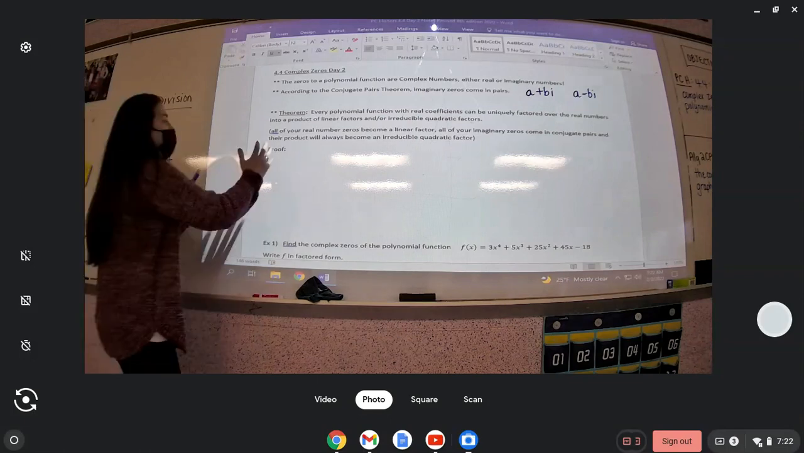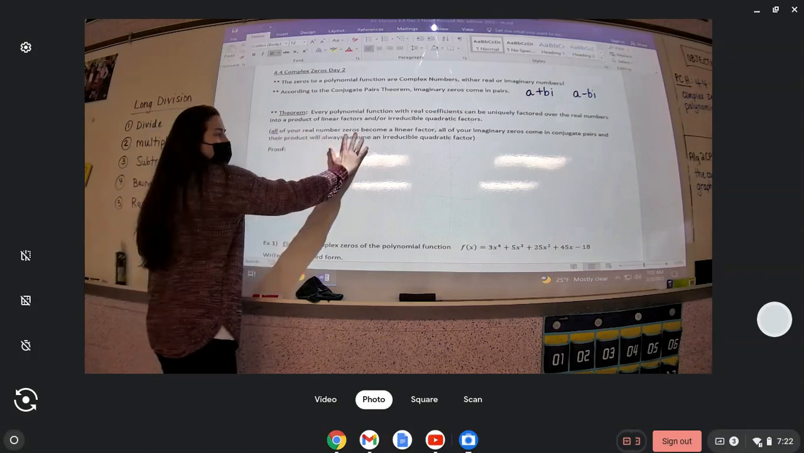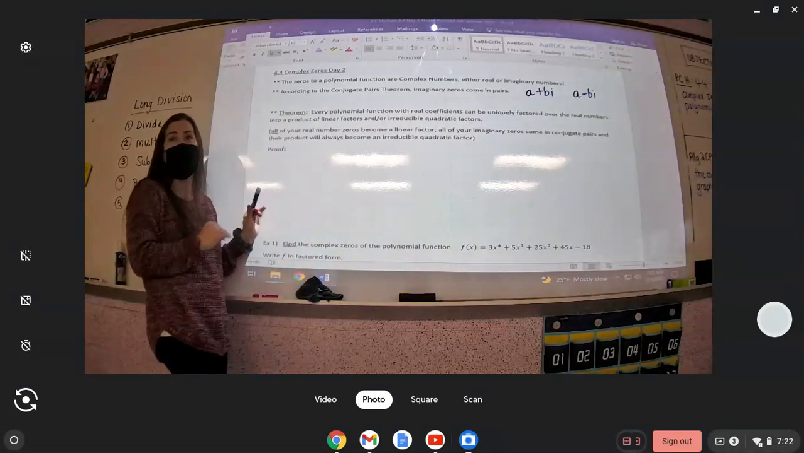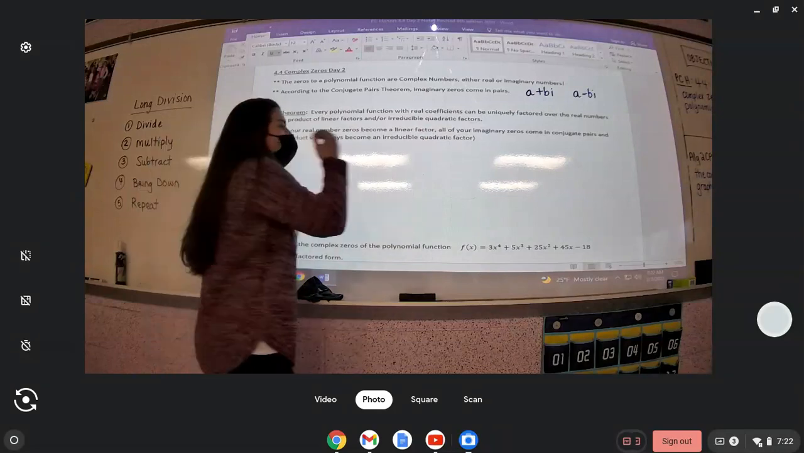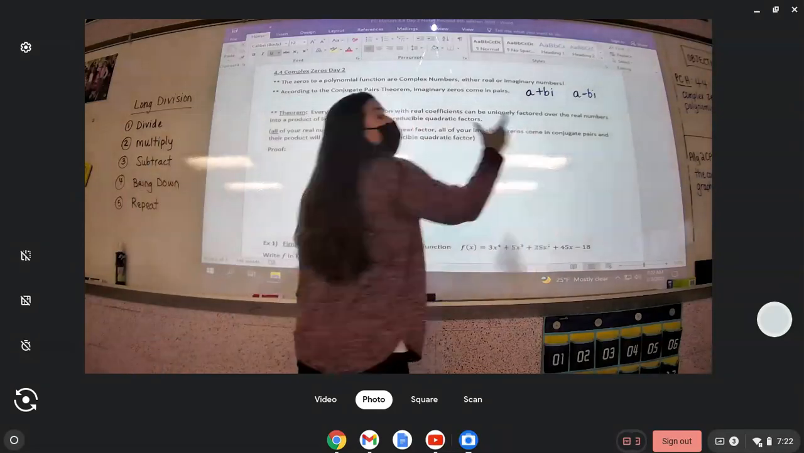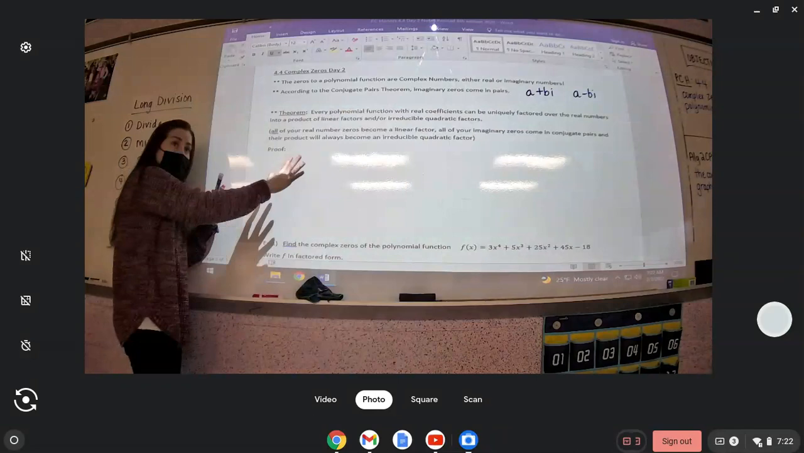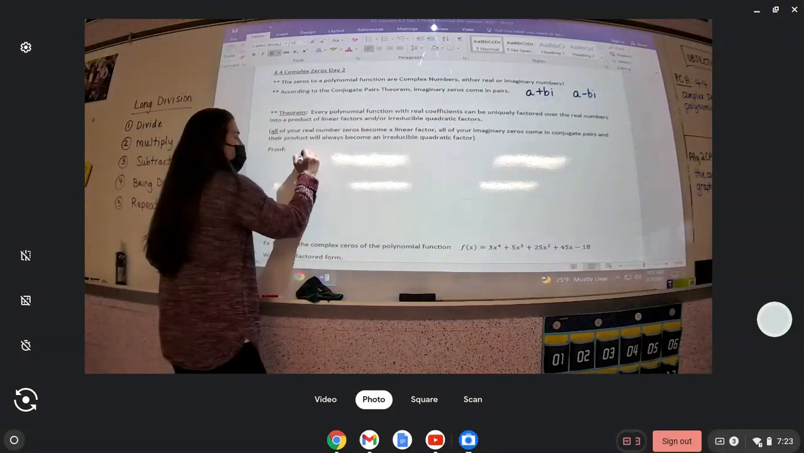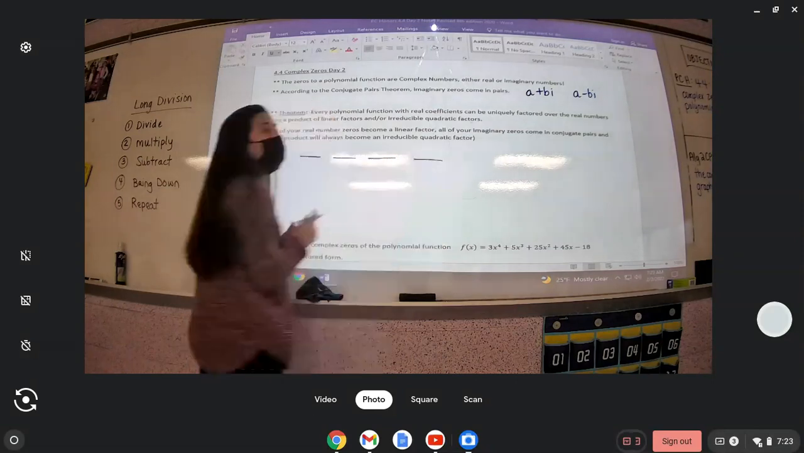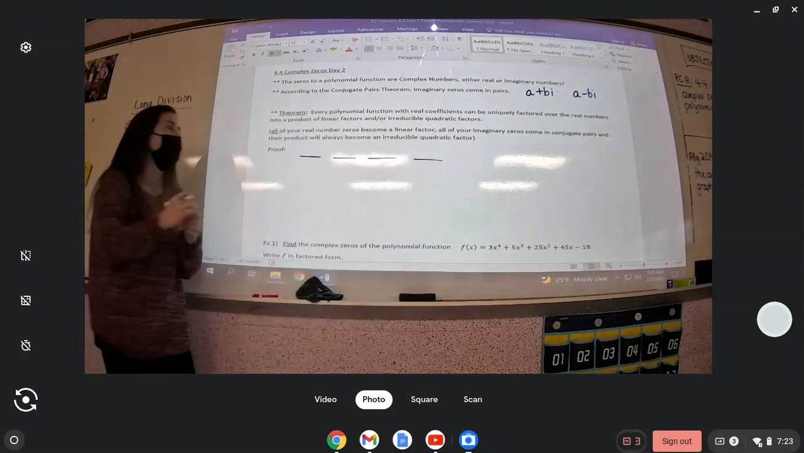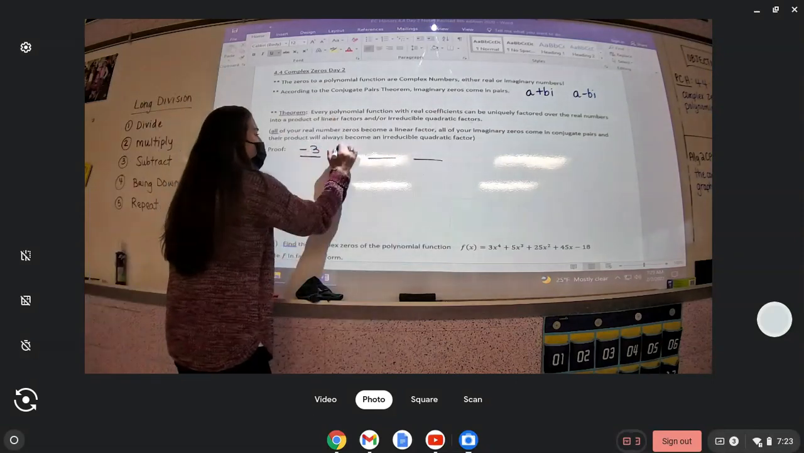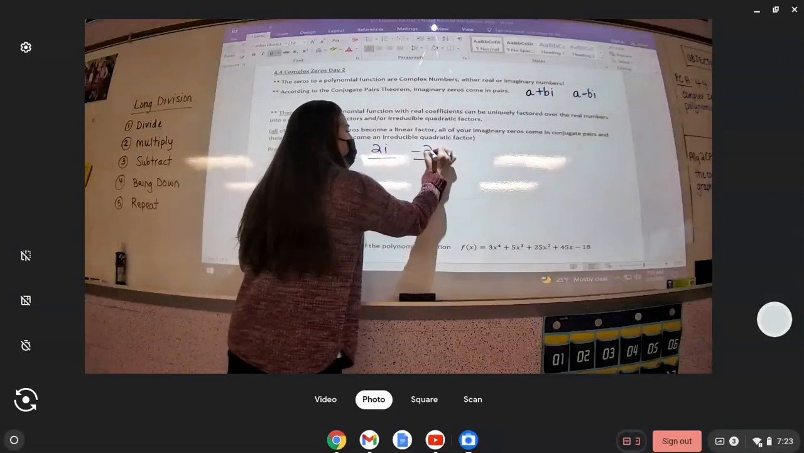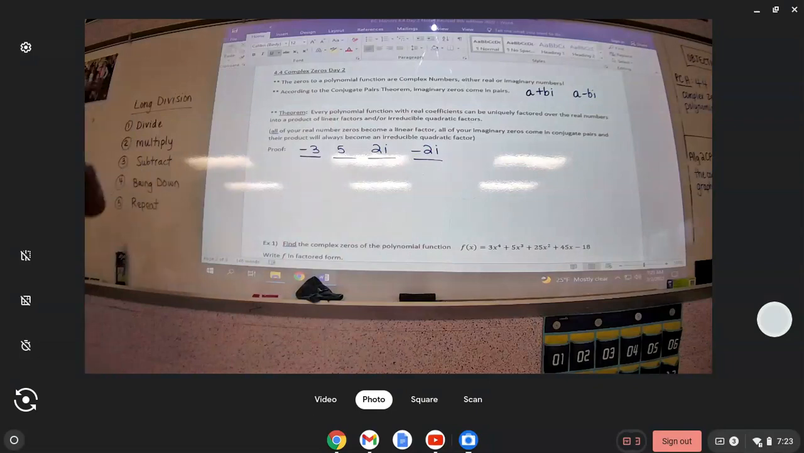So let me show you. It's saying all of your real number zeros can become a linear factor. So if 2 was a zero, it could be x minus 2, a linear factor. All of your imaginary zeros come in pairs, and their product will always become an irreducible quadratic factor. So guys, let's say we had a degree 4 polynomial. So it has 4 possible zeros, right? Let's say -3, 5, 2i, and then -2i. Let's try and keep it pretty simple.